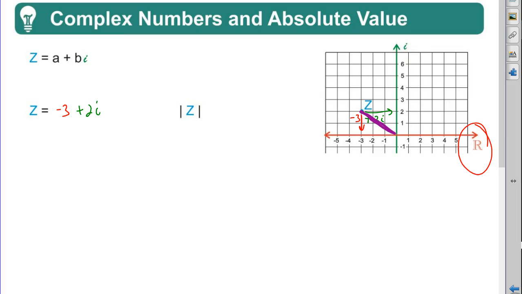Now, by the way, I could have asked you this exact same question like this, right? That's the exact same question. I want the absolute value, and I could have also asked for the modulus, means the exact same thing. Now look, this is really easy.